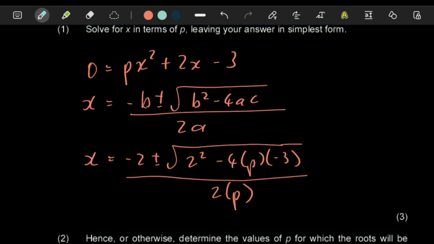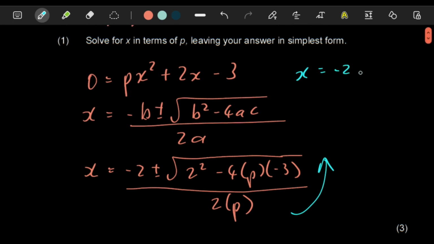Because simplifying, let's see what you would end up with. x is equal to minus 2 plus or minus the square root of 4, and a negative and a negative is going to give you a plus 12, and then the whole thing over 2p like this. This is as far as you can go. So let us just move on.